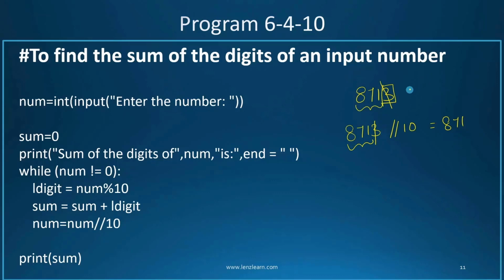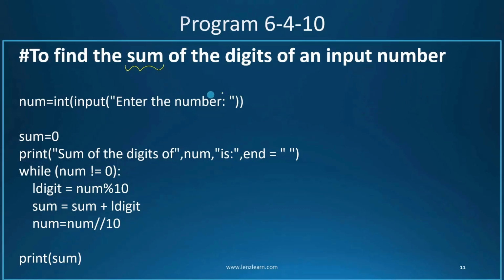Okay, so by using modulo division by 10, you can extract the last digit. By using a floor division, you can remove the last digit from the number. Now we will be using both of these techniques inside this program to extract the digit and then add it to a variable to find the cumulative sum. So now let us start.